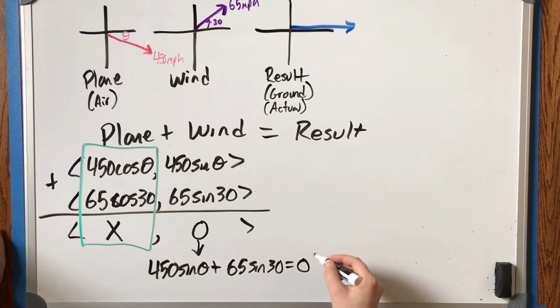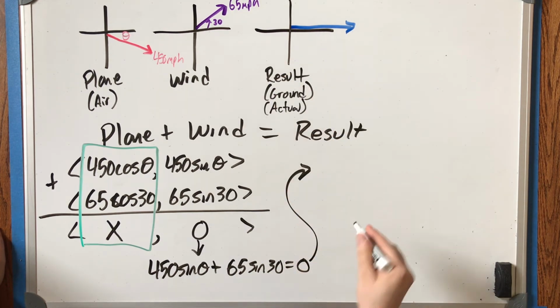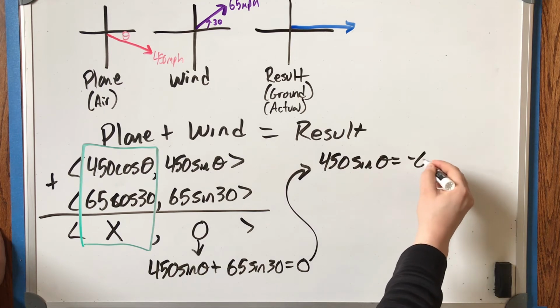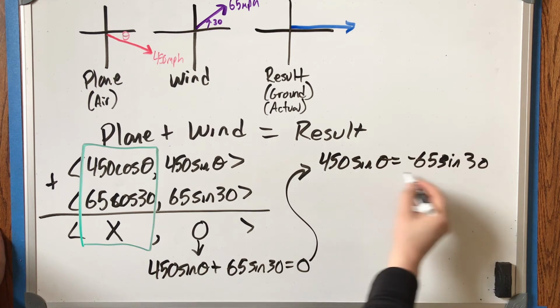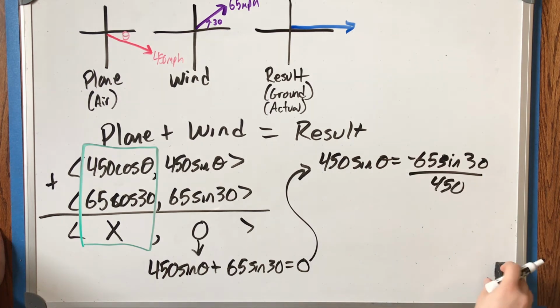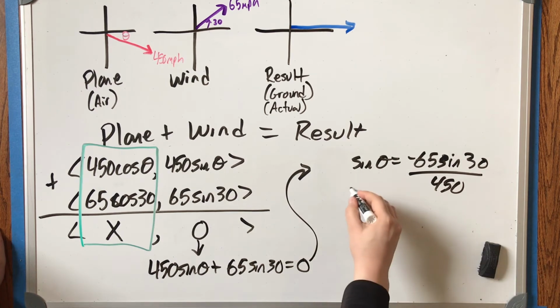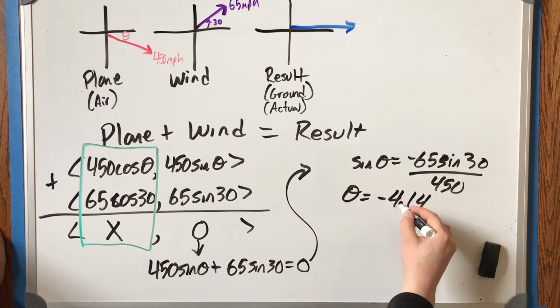Right, so let's do that work right here. I'm running out of room. Poor board management here. So I got 450 sine theta equals negative 65 sine 30. And I'll just divide that by the 450 there to make life easier for us here. And I'm just going to do sine inverse of this. And I'll get theta is negative 4.14.